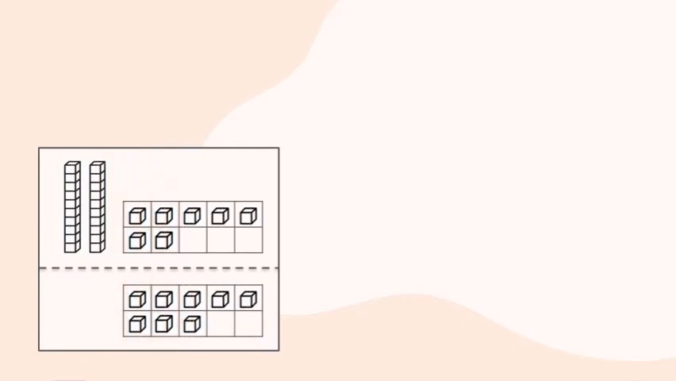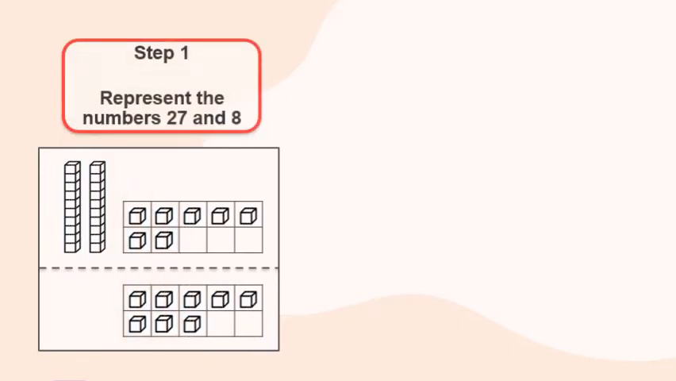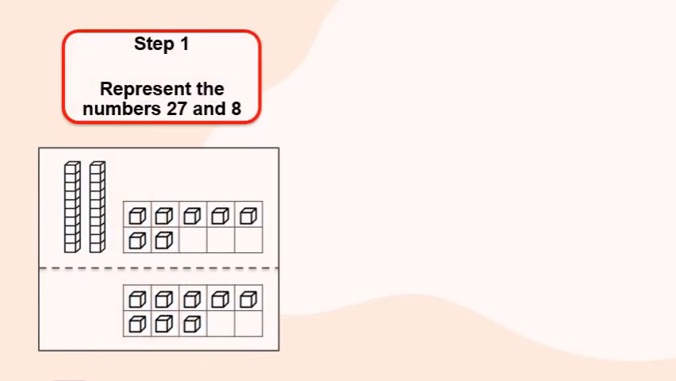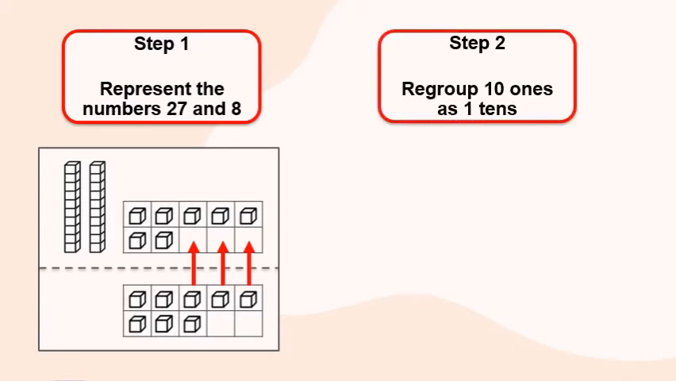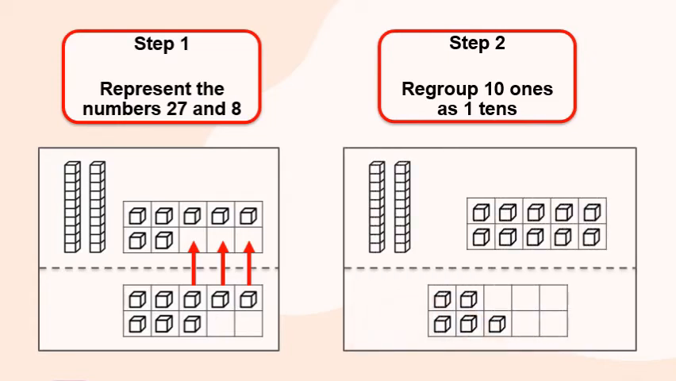Let's try to answer this using the figures. First, let's place the tens and ones with the first addend, which is 27. So we have 2 tens and 7 ones. Step 1. Represent the numbers 27 and 8. Step number 2. We are going to regroup 10 ones as 1 ten.